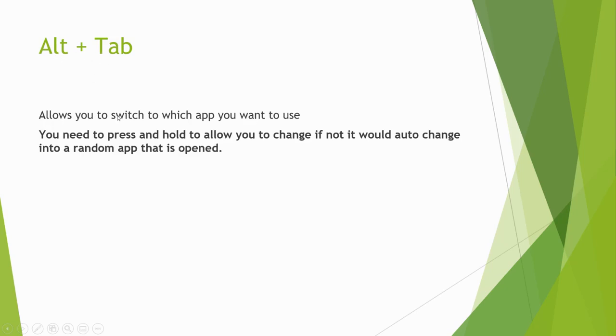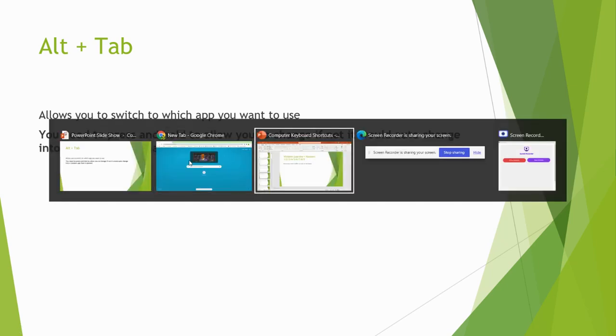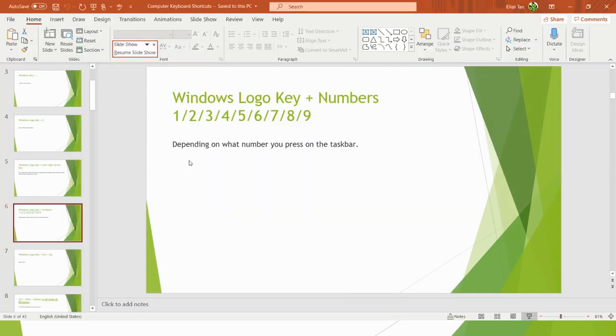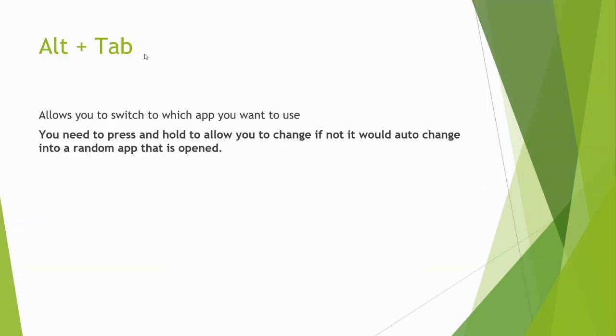Alt plus Tab. It allows you to switch to which app you want to use. So it's pretty useful. You can scroll down and when you let it go, it'll go to where you want.